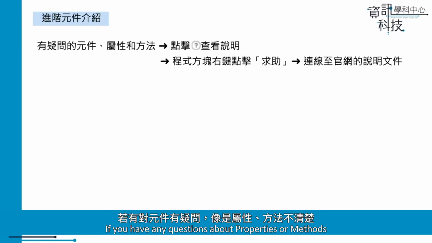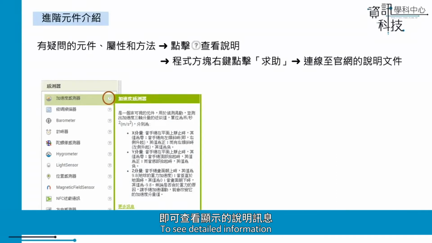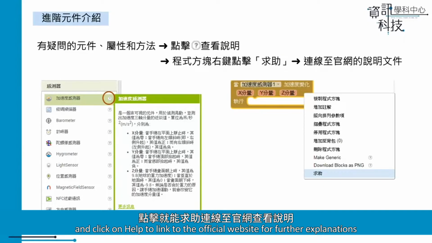If you have any questions about properties or methods, click on the question mark next to the component to see detailed information. Alternatively, right-click on the block and click on Help to link to the official website for further explanations.